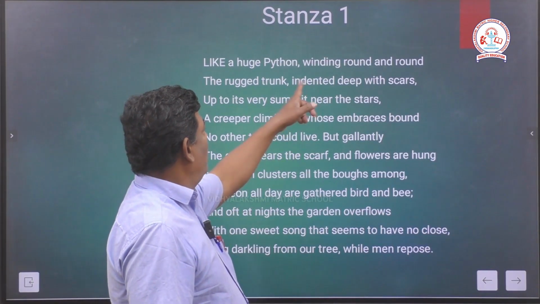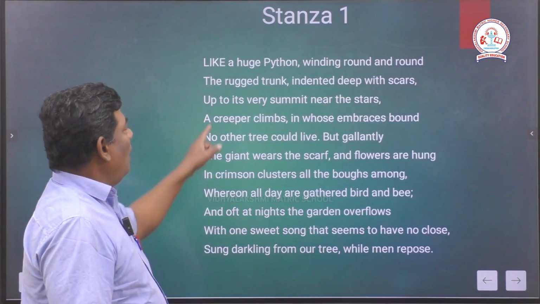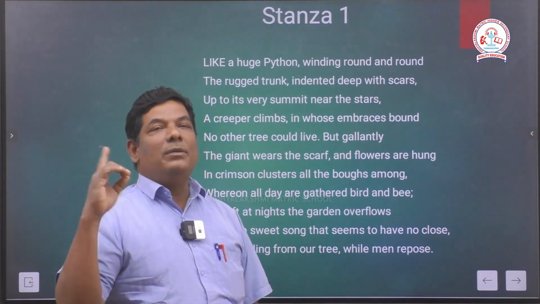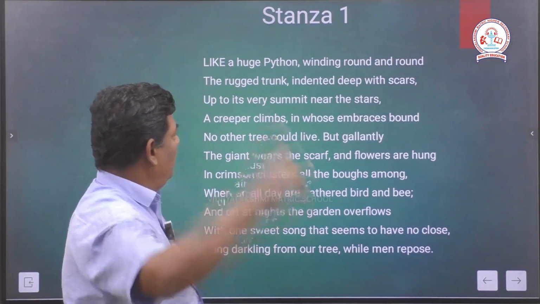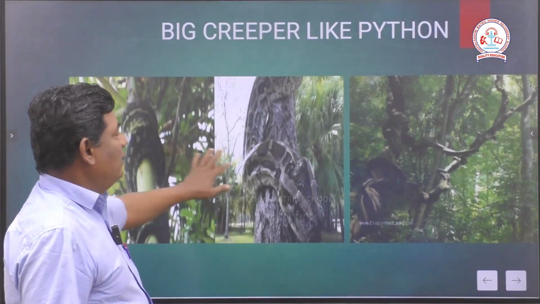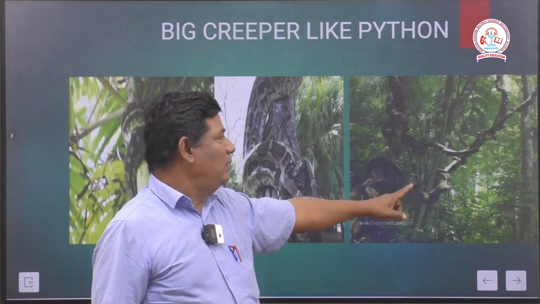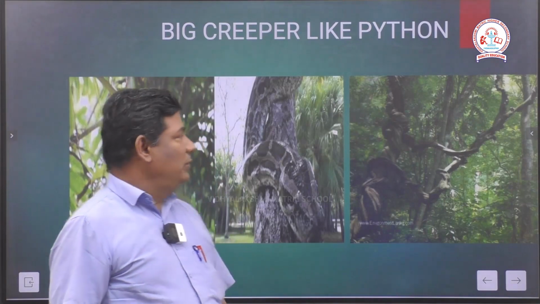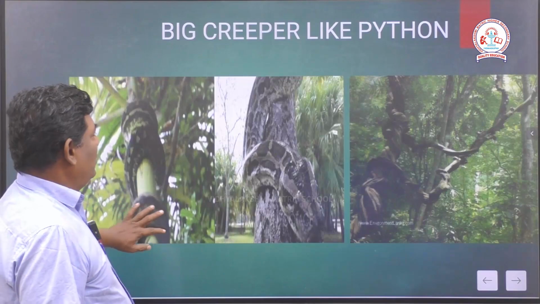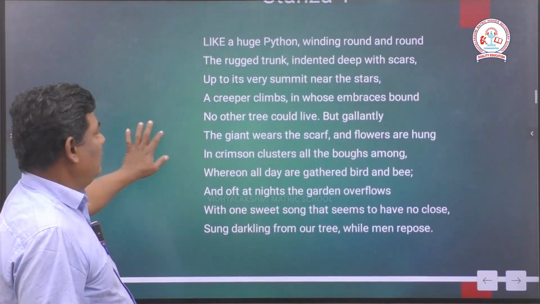The tree is bound by the creeper. The creeper is looking like a python. Up to its very summit near the stars. Summit is the top. Though the creeper is winding round and round, reaching the top means reaching the stars. See this picture, a very big creeper. The poet compares this creeper to the python which is winding round the particular tree.